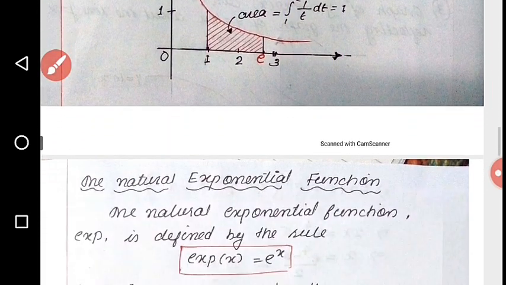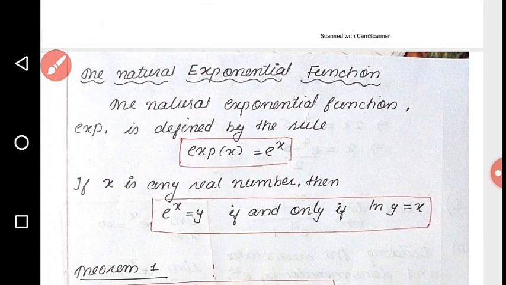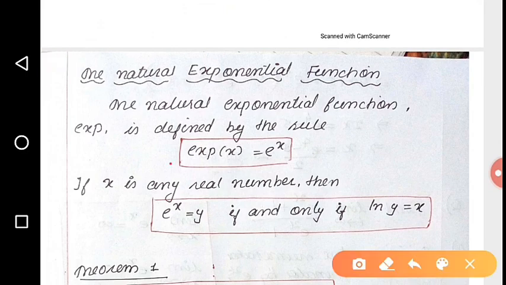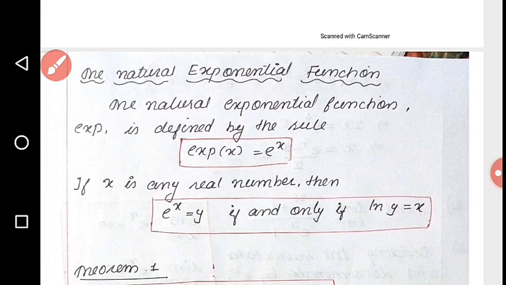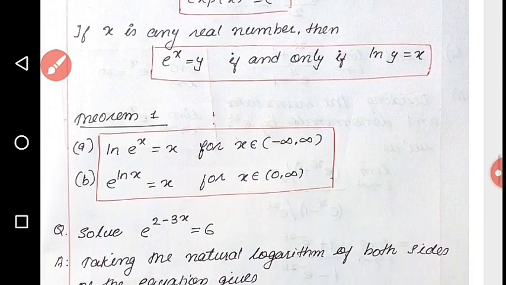Now this is again the natural exponential function. We already proved that exp of x is nothing but e raised to x, that is e raised to x equal to y if and only if ln y is equal to x. This is the definition of the natural exponential function.